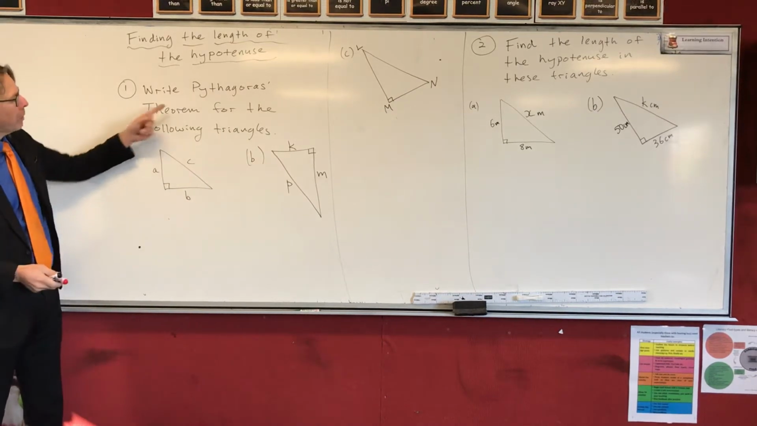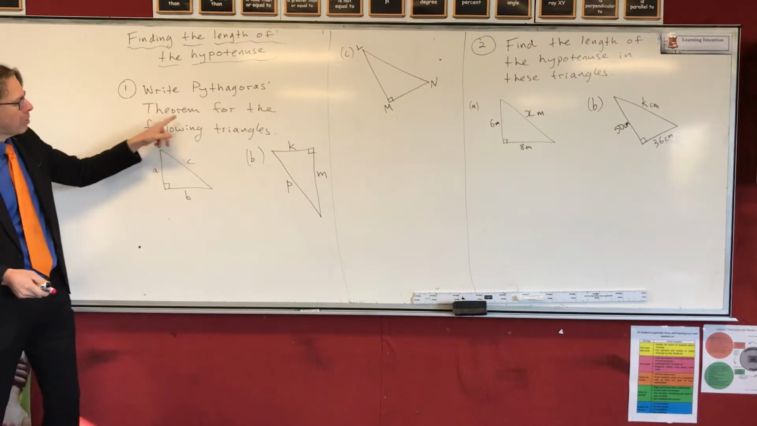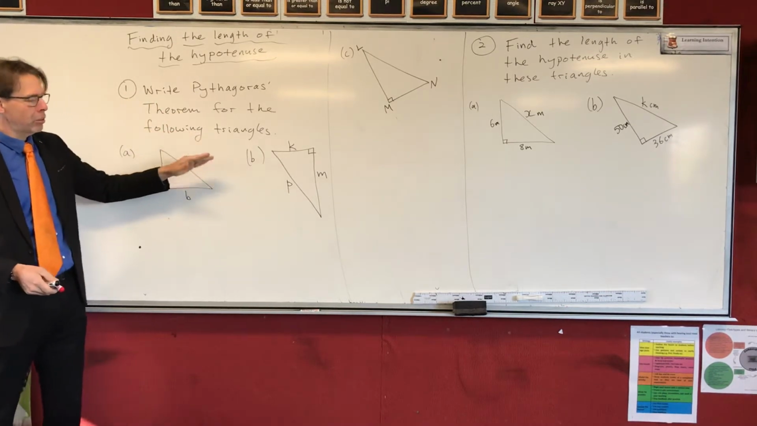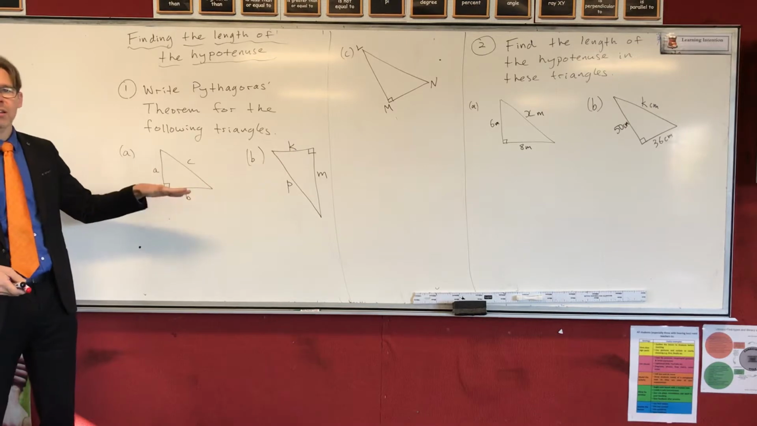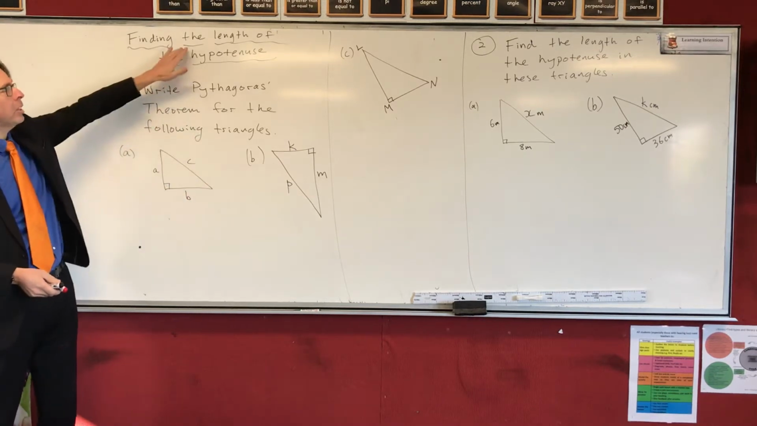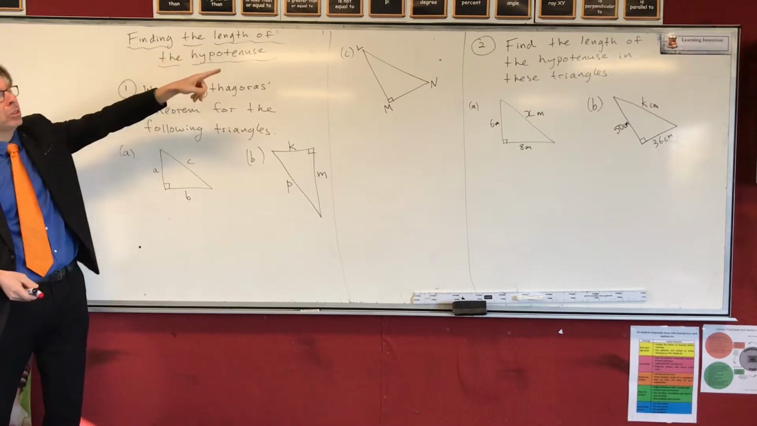Okay, so first question says, write Pythagoras' theorem for the following triangles. So we're just going to practice a few questions writing out the formula before we actually find the length of the hypotenuse in question 2.